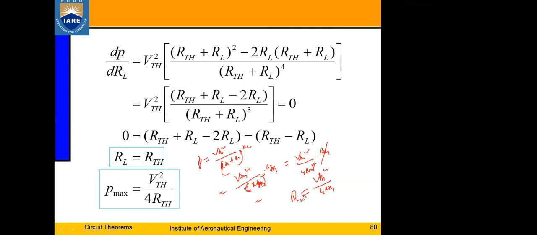So for a circuit, if you want maximum power to be delivered to the load, the first condition is that RTH should be made equal to RL. And what's the second condition? What is the value of that maximum power? It is given as VTH square by 4 RTH. Am I clear with this? Yes.